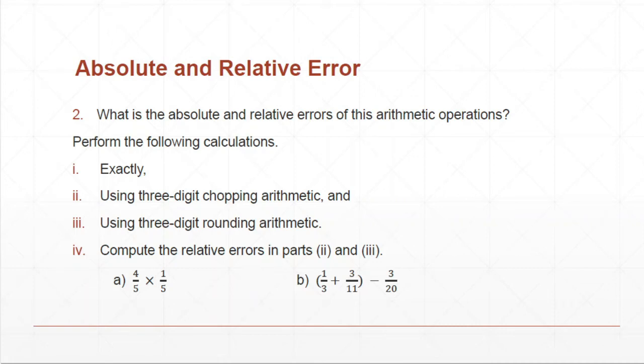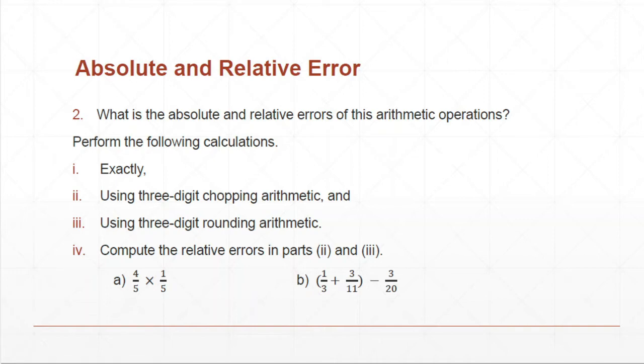In this section we'll be discussing another example about absolute and relative error. So here we have the question: what is the absolute and relative errors of these arithmetic operations that are given down here as a and b, and then we have to perform the following calculations.